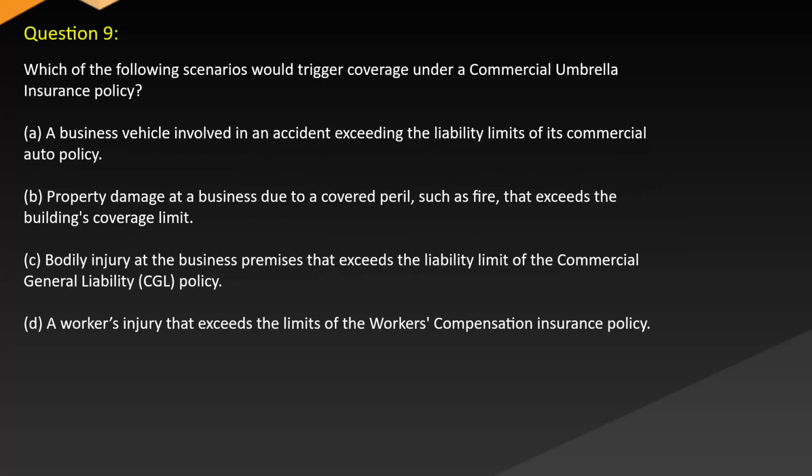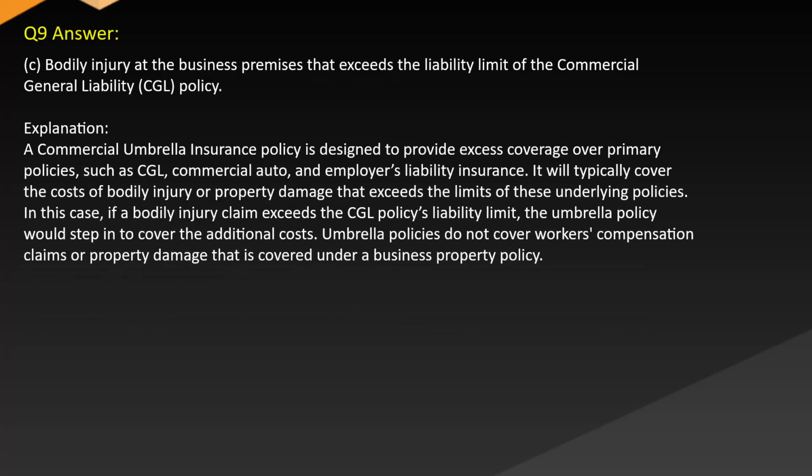Question 9. Which of the following scenarios would trigger coverage under a commercial umbrella insurance policy? A. A business vehicle involved in an accident exceeding the liability limits of its commercial auto policy. B. Property damage at a business due to a covered peril, such as fire, that exceeds the building's coverage limit. C. Bodily injury at the business premises that exceeds the liability limit of the commercial general liability (CGL) policy. D. A worker's injury that exceeds the limits of the workers' compensation insurance policy. Answer C. Bodily injury at the business premises that exceeds the liability limit of the commercial general liability (CGL) policy.